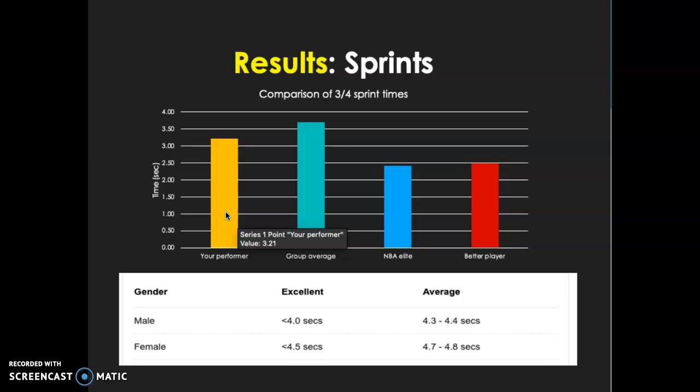Again, from this time, we can compare it to the normative data for males and females in the UK, and we can see that my performer's time, as they are a male, is under the excellent category for the whole of the UK. However, my performer's time compared to the better player and the NBA elite player is still very weak, as both the NBA elite player and the better player had times of under 2.5 seconds.